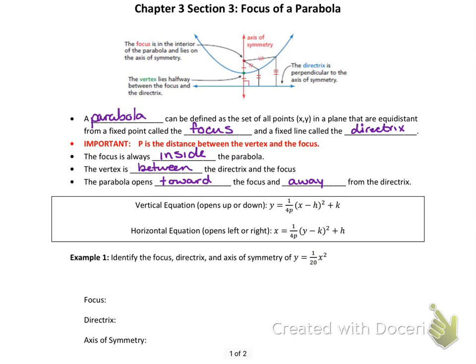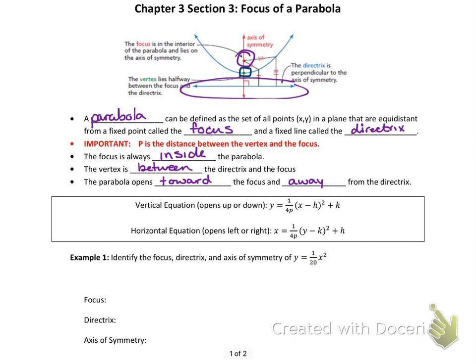Now there's this variable P in the equation, and it is the distance between the vertex and the focus. This is super, super important. Make sure you have it written down. Now the focus, if you look at this graph, is right here, inside the parabola. The directrix is on the outside. That's that line. And then the vertex is right between the two, okay?